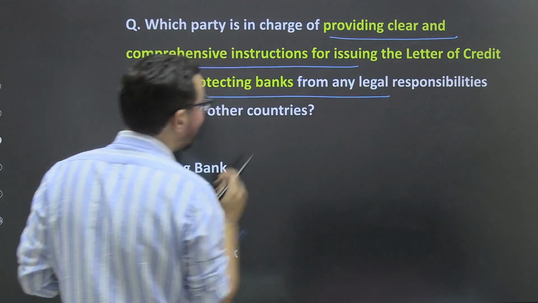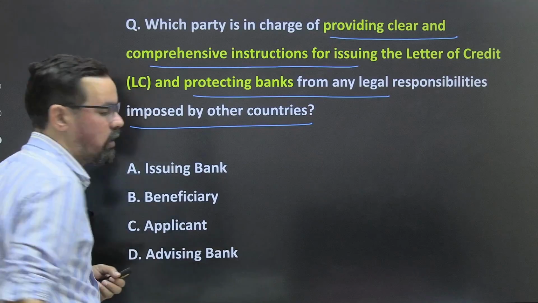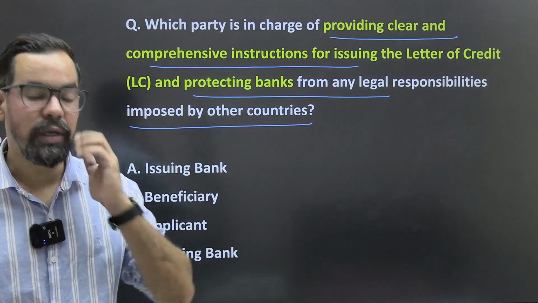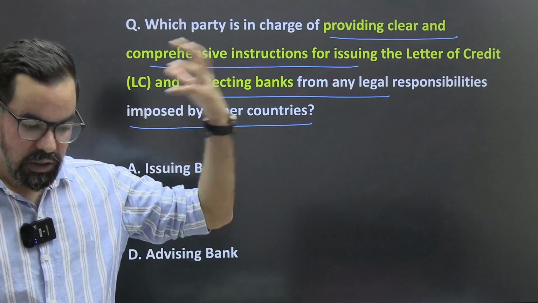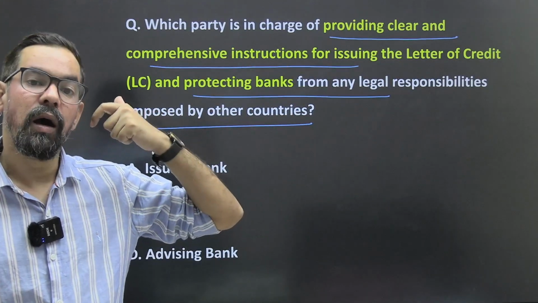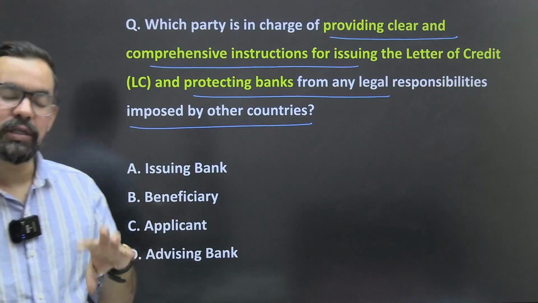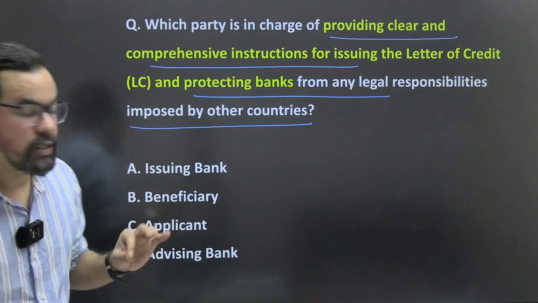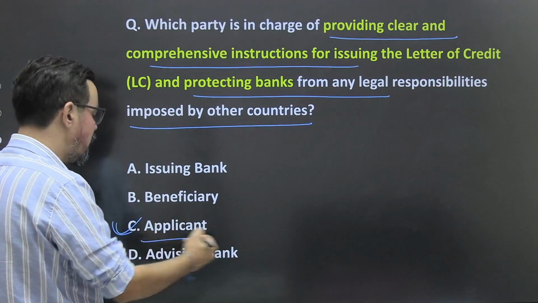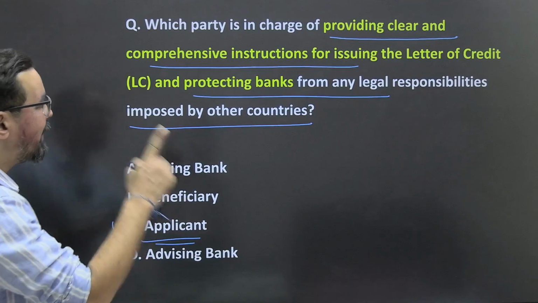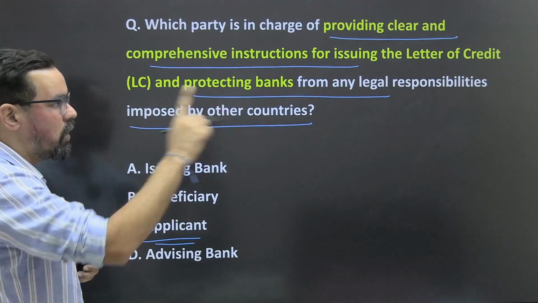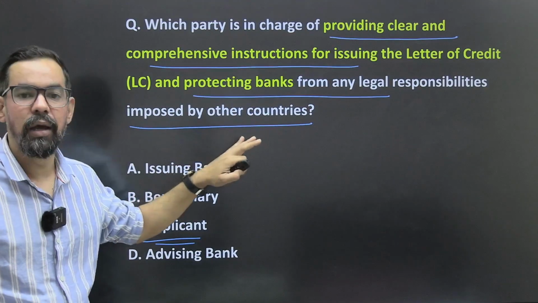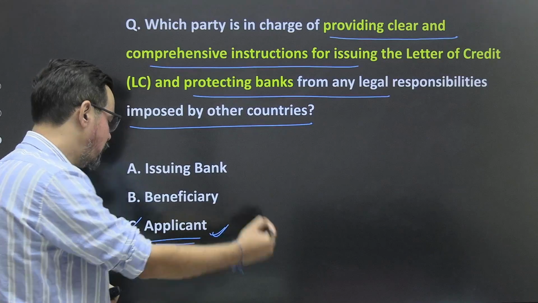protecting bank from any legal responsibilities imposed by other country, ठीक है। तो अगर जैसे आपका कोई भी ऐसे एलसी के during that contract, if there is something some changes are made by the seller country or other side, और उसकी वजह से अगर कोई नुकसान होता है, if there is any losses, so that losses or everything is borne by applicant itself, ठीक है। सो कौन आपका यहाँ पे रिस्पॉन्सिबल होगा, एप्लीकेंट, ठीक है। सो प्रोवाइडिंग क्लियर एंड कॉम्प्रिहेंसिव इंस्ट्रक्शंस फॉर इशूइंग ऑफ लेटर ऑफ क्रेडिट, पहला। Protecting bank from any legal responsibility imposed by other countries, so this is the done by the applicant itself.